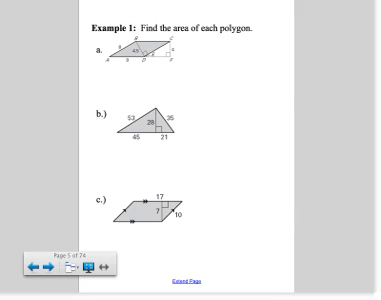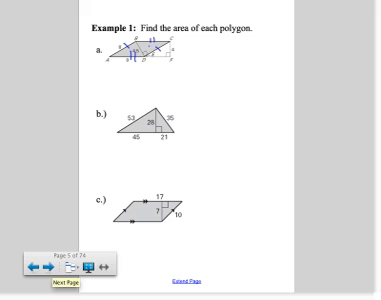Alright, so it says find the area of each polygon. Okay, so this first one, we'll assume it's a parallelogram. They probably should have marked this. If I do this, remember back a few chapters ago, we know that's enough to say it's a parallelogram. Opposite sides congruent means it's a parallelogram.